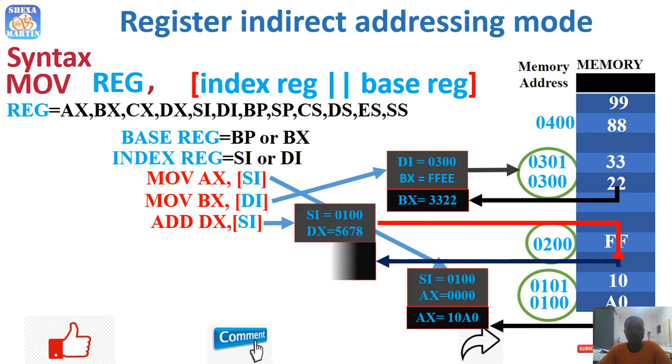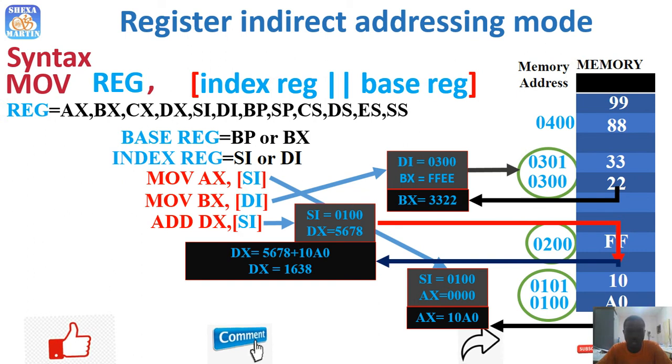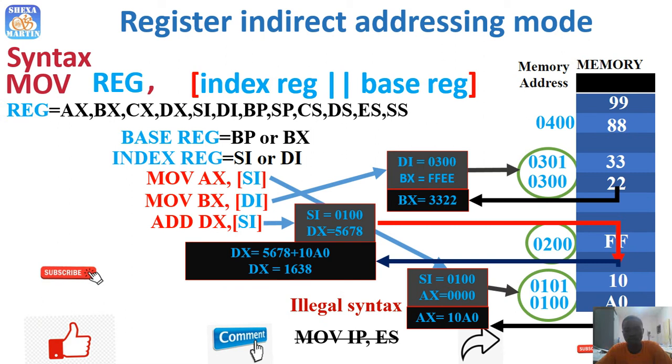I hope you are understanding what we are doing here. So on addition, we are saying add the value that is residing in memory, and the memory address of that value is residing in SI, and SI has got 0100. So 0100's value is 10A0. That's the value that is to be added to the value that was already existing in DX. Then we get 1638. That's it, we are done. Let's go to the next section. But before we go there, this illegal instruction is not supposed to be popping up like this because it's not relevant to this.